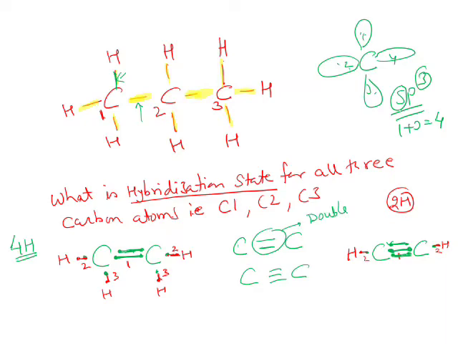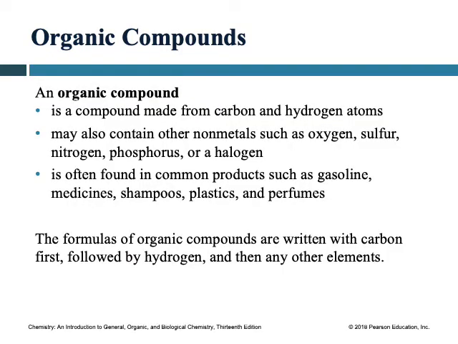So this is what we call a double bond, and this three-bond one we call a triple bond, and we're going to learn about how carbon makes double bonds and triple bonds. But for this particular lecture, we're going to focus just on the single bond. Single bond, right? And now let's talk about organic compounds.